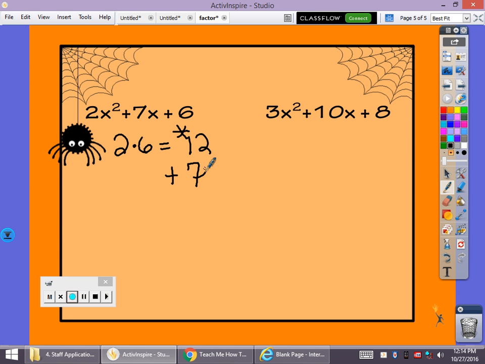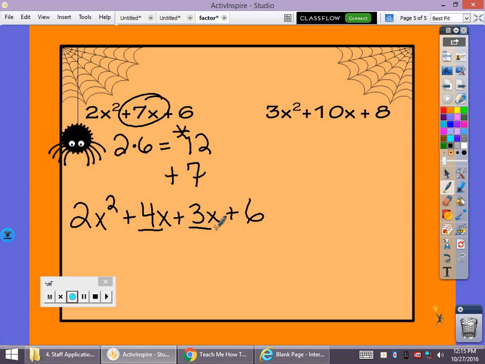3 and 4. So 2x squared plus 4x plus 3x plus 6. All I did was expand this out. I replaced the 7 with the 4 and the 3. Is everyone with me? Okay, now we're going to factor by grouping.